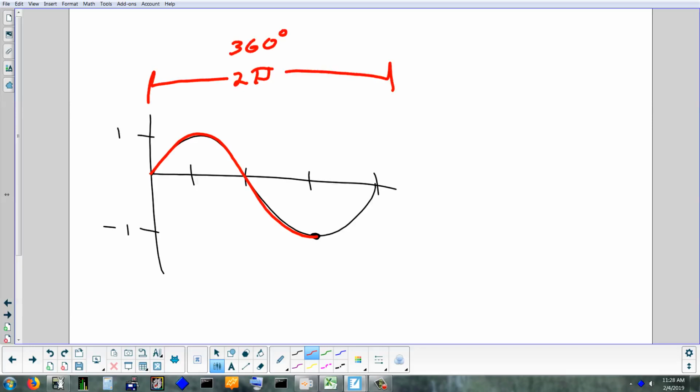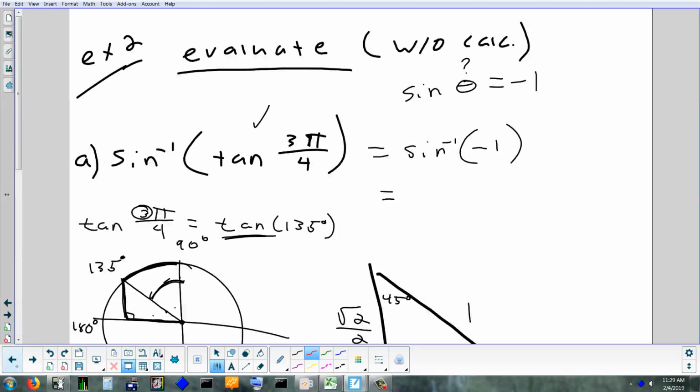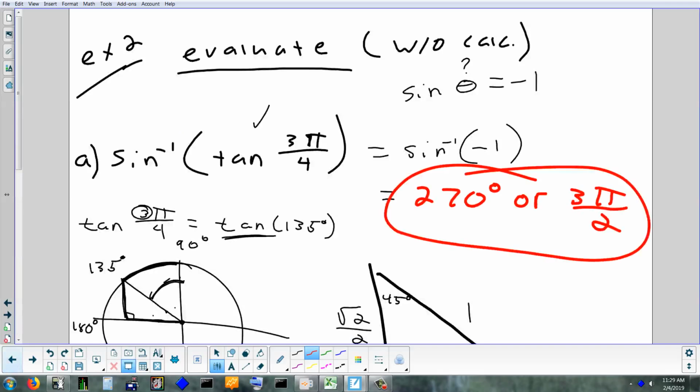So in degrees, it's 360. In radians, it's 2 pi. So let's do it in degrees. What's 3/4 of 360? 270. If you did it in radians, it's 3 pi over 2. Either answer is correct. 270 degrees or 3 pi over 2.